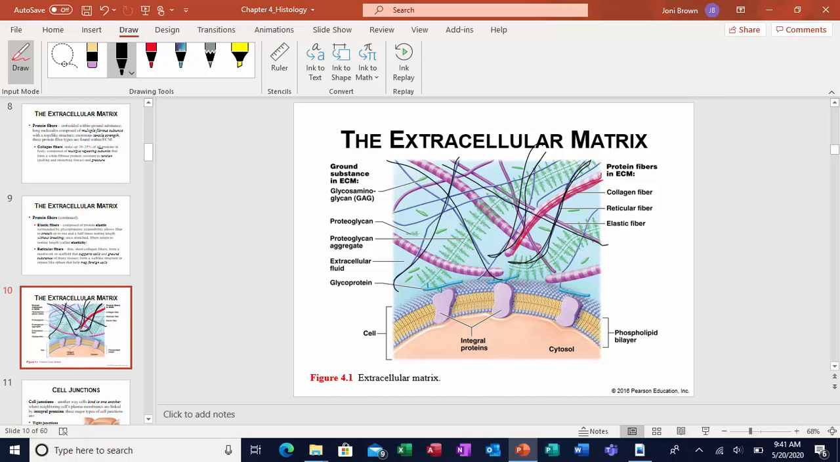And then within that ground substance, that blue background, you see the proteoglycans and the glycoproteins that form the barrier to keep bad things from getting in and out of the cell, and the glycosaminoglycans. You see all that embedded in that ground substance.